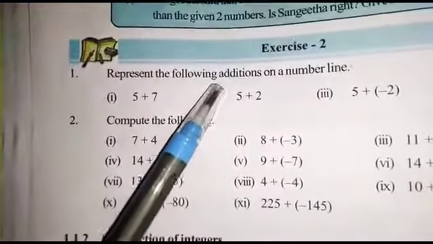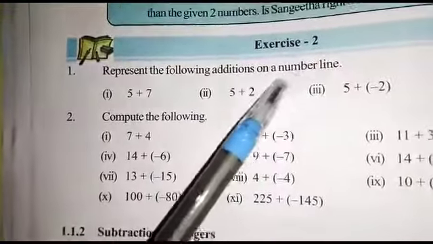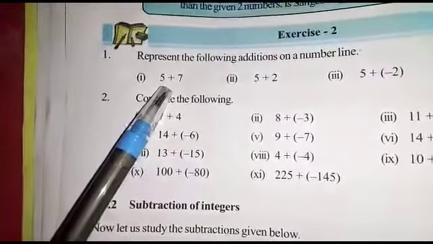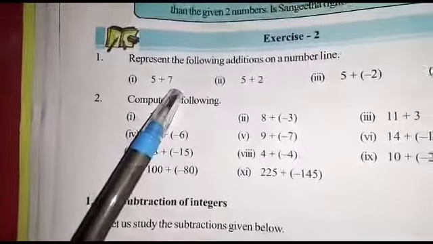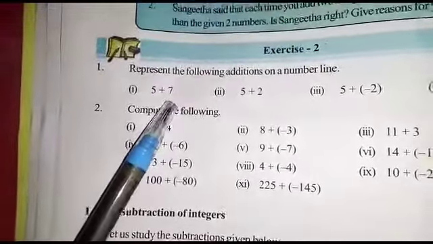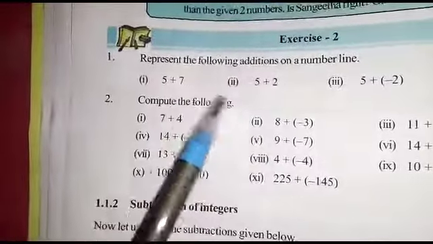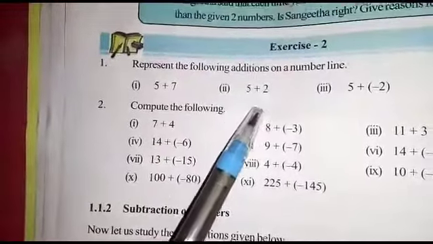Represent the following additions on a number line. First you will observe the additions, and after that you will observe the number lines on the board. First, 5 plus 7. Both are positive numbers. When you add 5 plus 7, what is the answer? 12. Then 5 plus 2. Both are positive numbers.